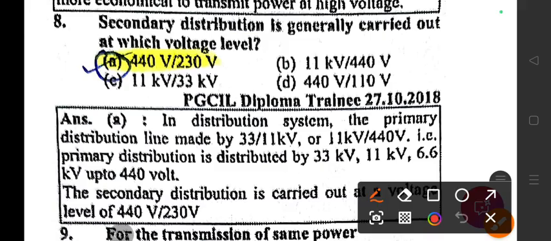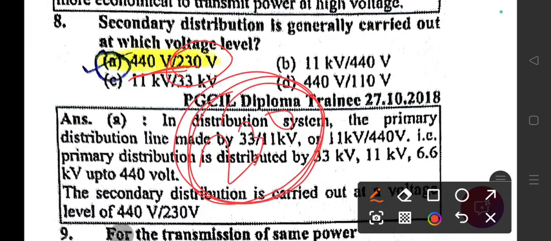So this is the basic question over here. Secondary distribution is generally carried out by which voltage level? 440 volt and 230 volt. You know the secondary distribution system. So 230 volt is our requirement, the consumer requirement. You know that 230 volt is a consumer requirement.